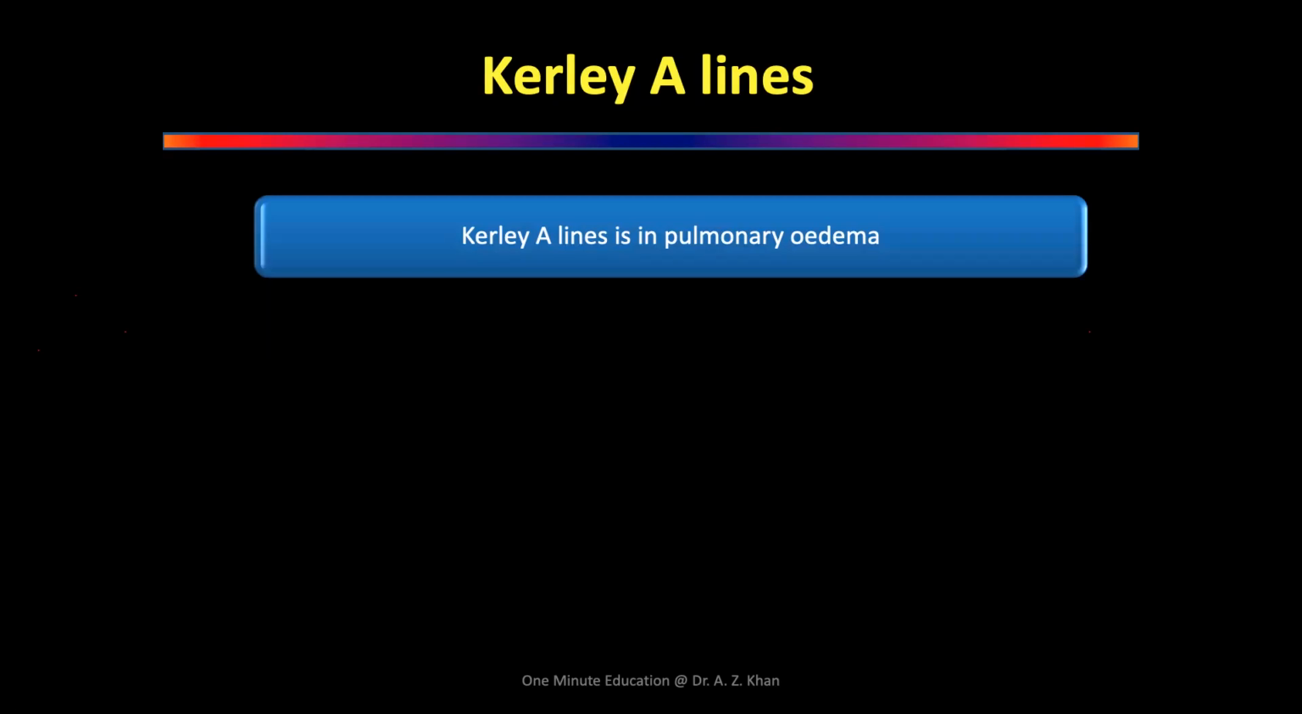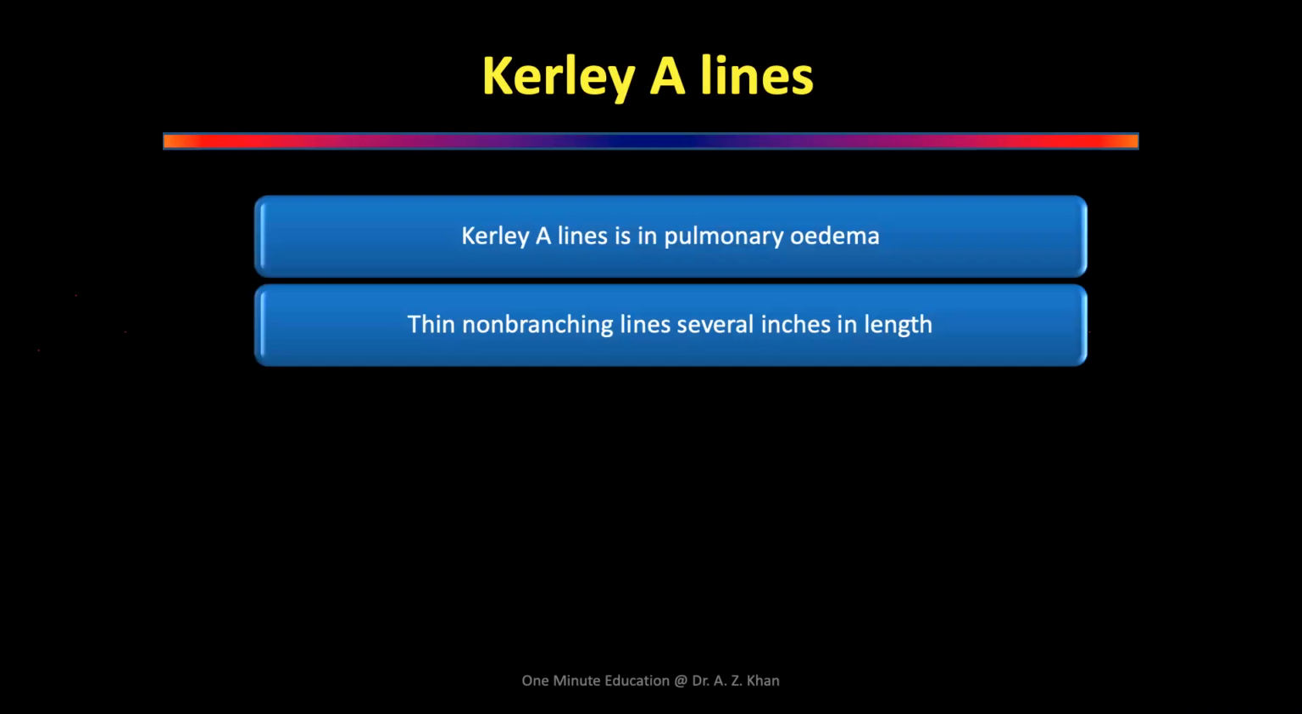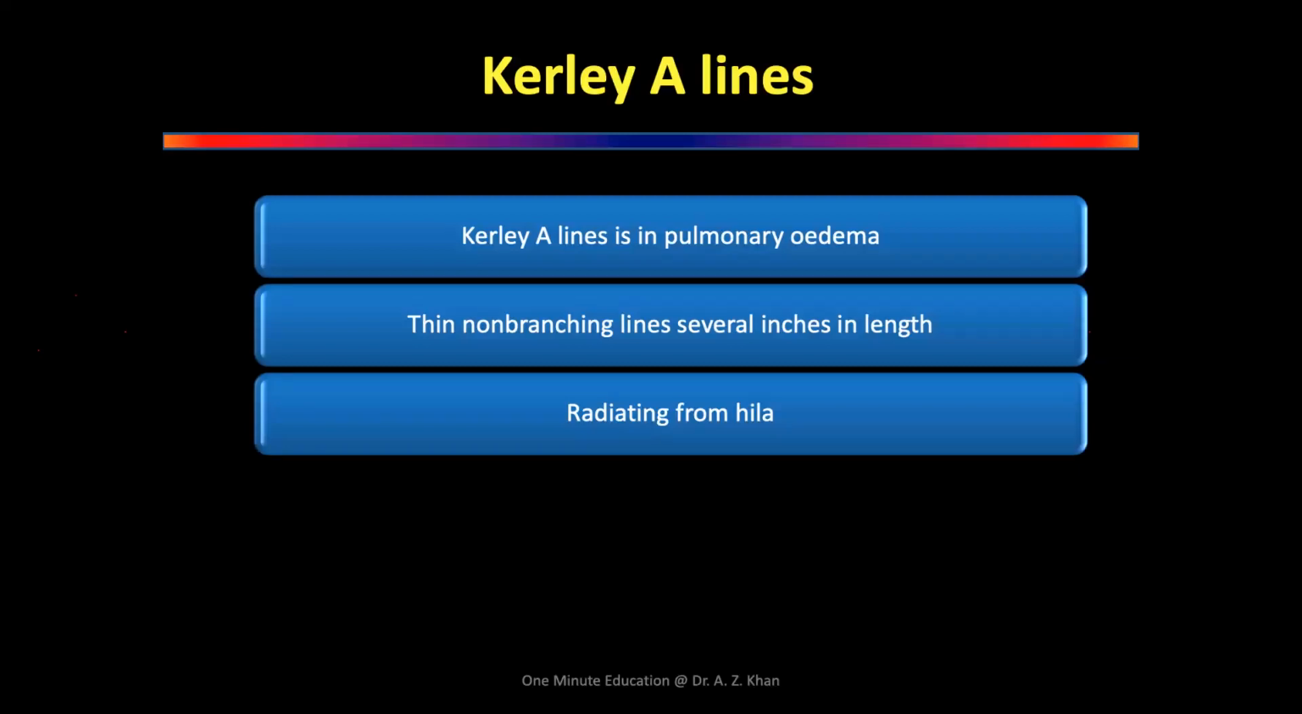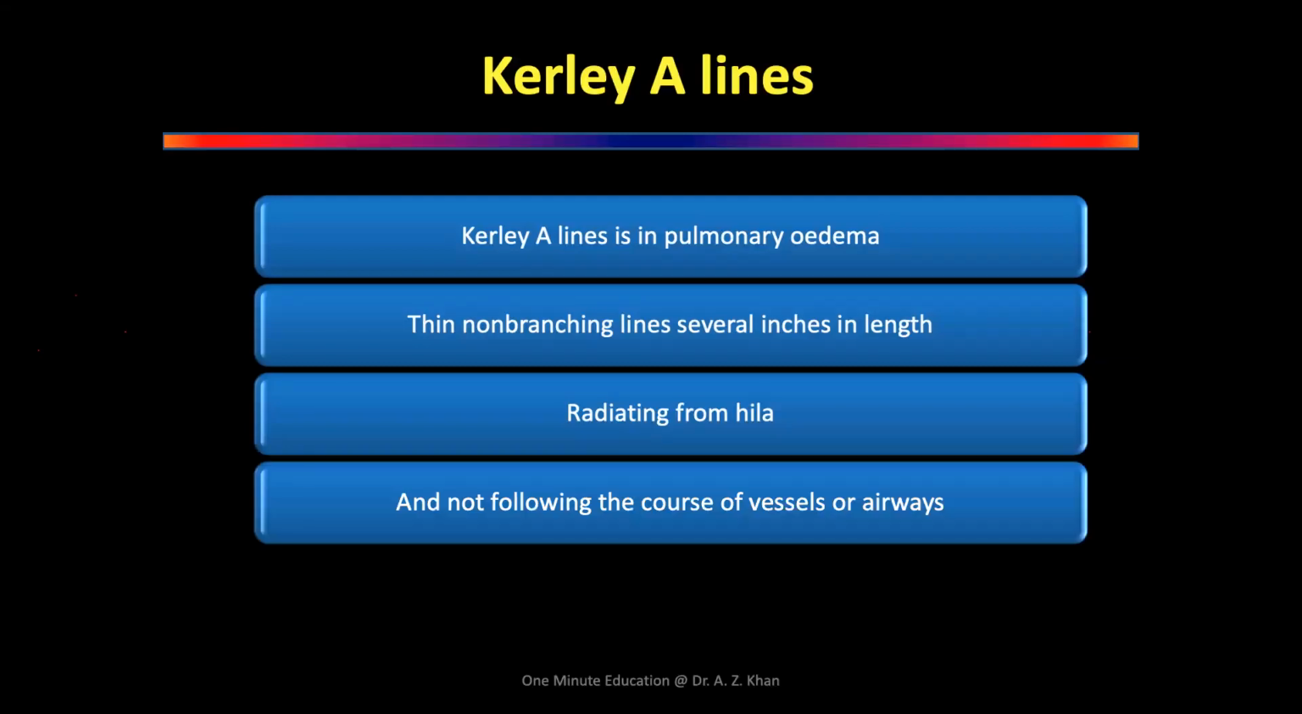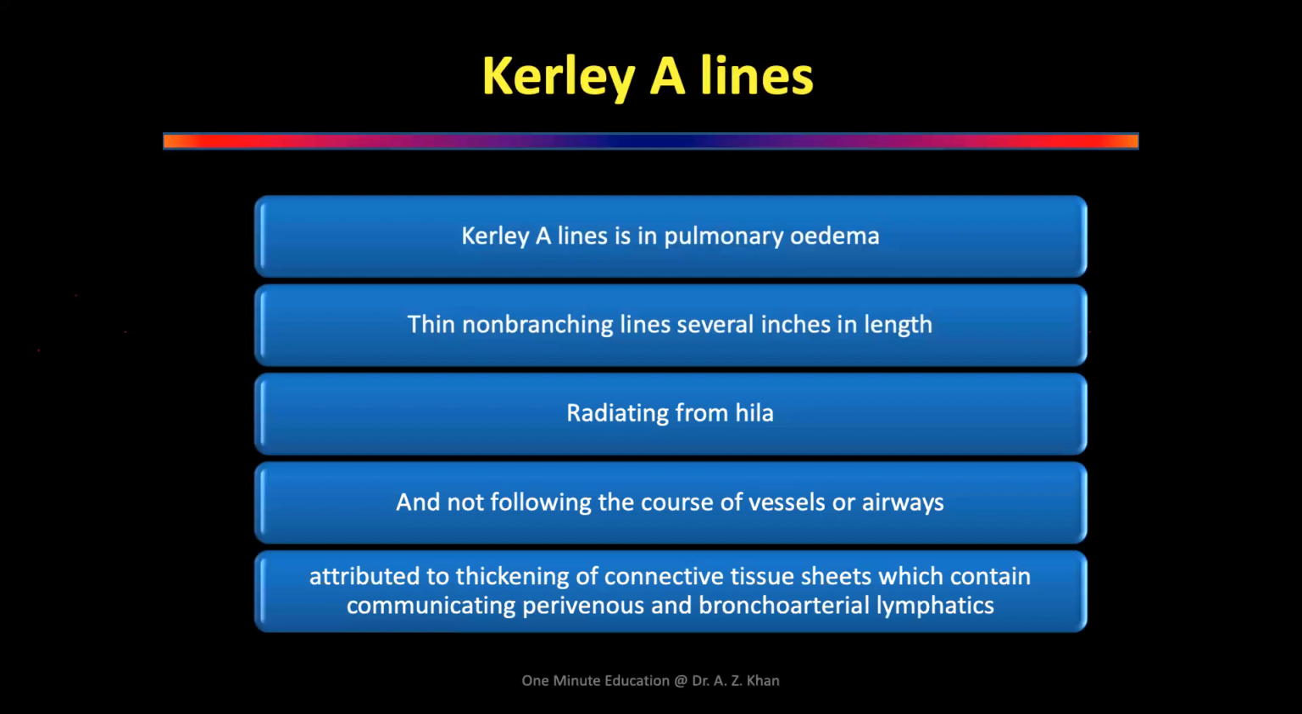Okay. Kerley's A line is seen in pulmonary edema. Okay. It's a thin, non-branching line, several inches in length, radiating from the hila, but not following the course of the vessel or the airway. And it is attributed to thickening of the connective tissue sheets, which contain communicating perivenous and bronchioarterial lymphatics. So Kerley A lines happen due to lymphatics, not due to blood vessels, not due to airways.